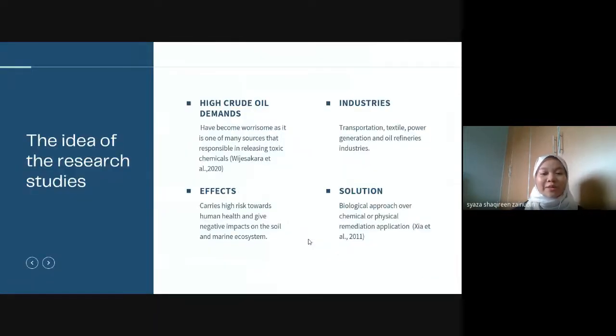So before going deeper into this topic, I just want to give an idea of what I am going to present today. According to Vijay Sakara, high crude oil demands by various industries have become worrisome. This is because crude oil was listed as one of many sources responsible for releasing toxic chemicals, triggering many negative effects towards the environment. Thus, the biological approach has caught many eyes to fix this major problem compared to applying chemical or physical approaches.